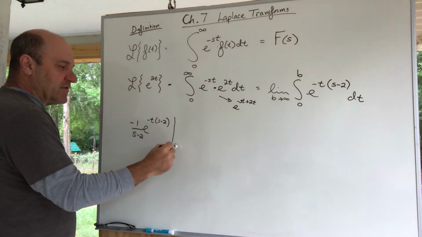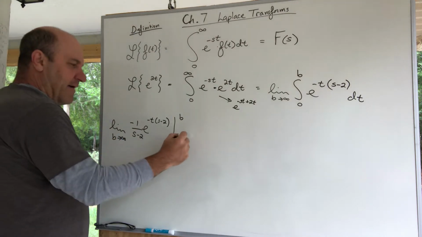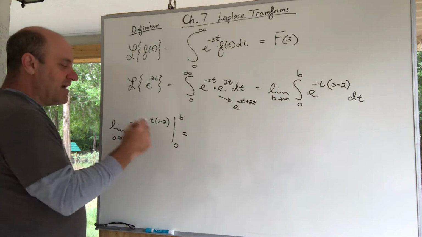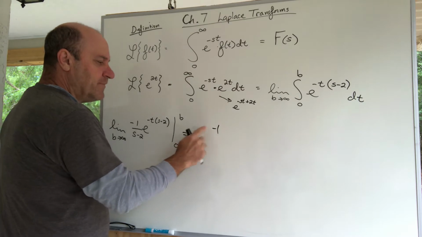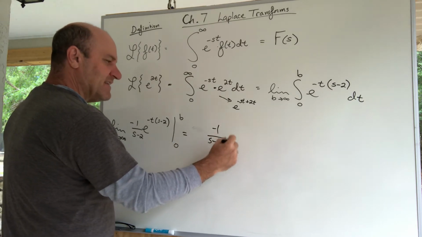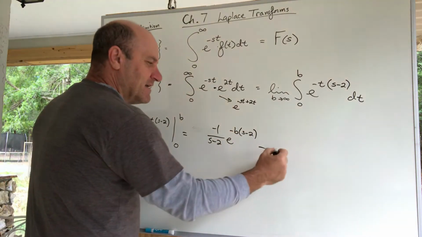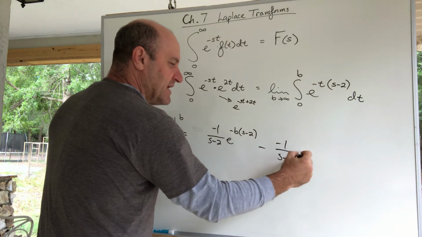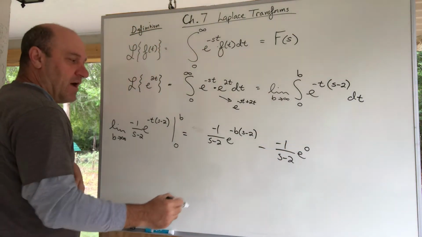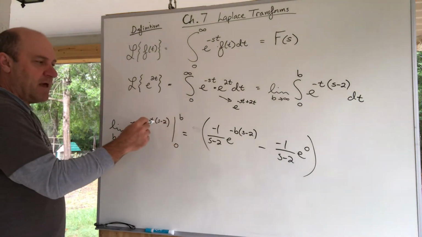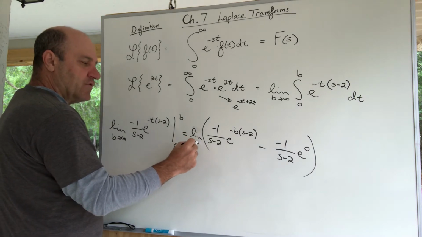We're going to evaluate this from 0 to b, and then, of course, take the limit as b goes to infinity. If I plug in the b for the variable t, I get negative 1 over s minus 2, e to the negative b times s minus 2, minus negative 1 over s minus 2, e to the, oh, plugging in a 0, e to the 0. All right, there's my answer. I plugged in the b, I plugged in the 0 for t, and then I need to take the limit as b goes to infinity.